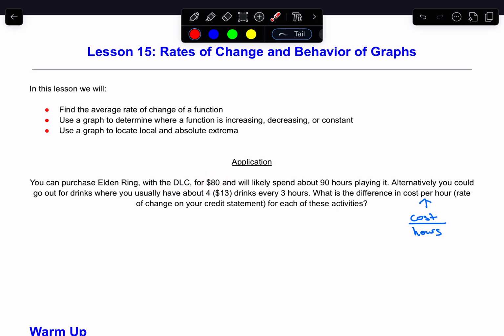I ended up spending, this says 90, I ended up spending about 120 hours playing this video game. And so we can calculate how much per hour it cost me to play this game. And we will do that at the end. You're going to see it's very inexpensive.